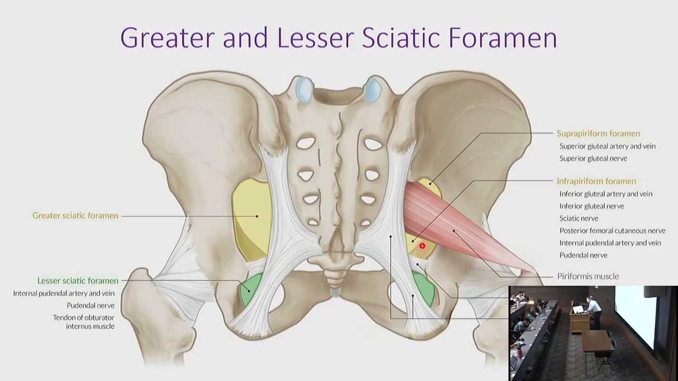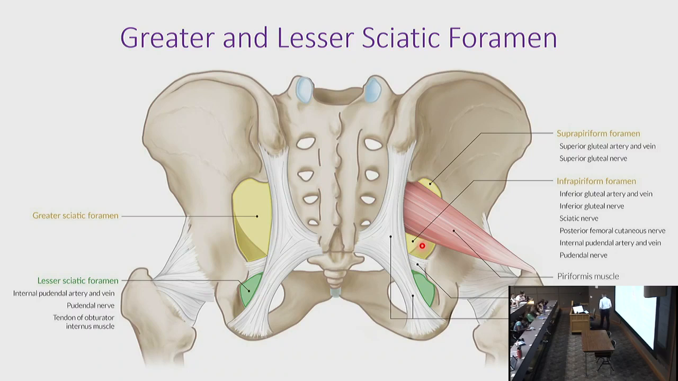Then below the piriformis, still within our greater sciatic foramen, we have our inferior gluteal artery and nerve combo, the sciatic nerve, right in close association with that sciatic nerve, we're going to have that posterior femoral cutaneous nerve, which is supplying the back of the thigh. And then we have our pudendal artery and nerves. So the internal pudendal, which is part of the vessels that you learned about last unit, and we'll see it again here, and the pudendal nerve.